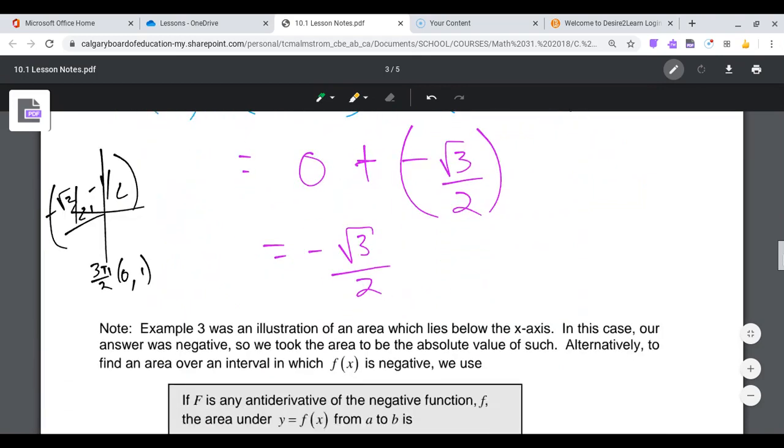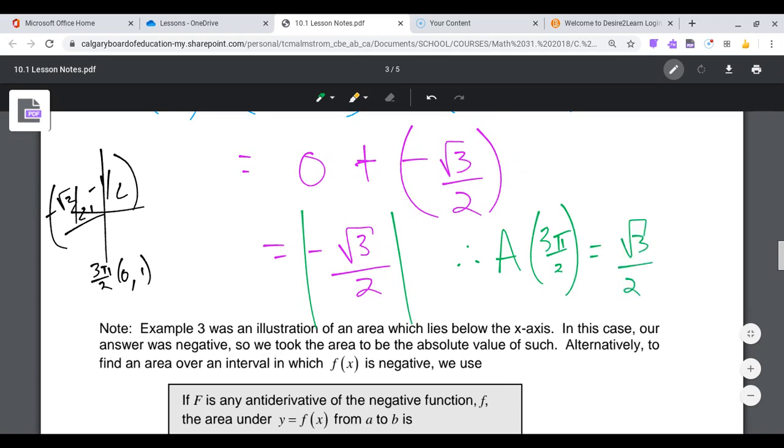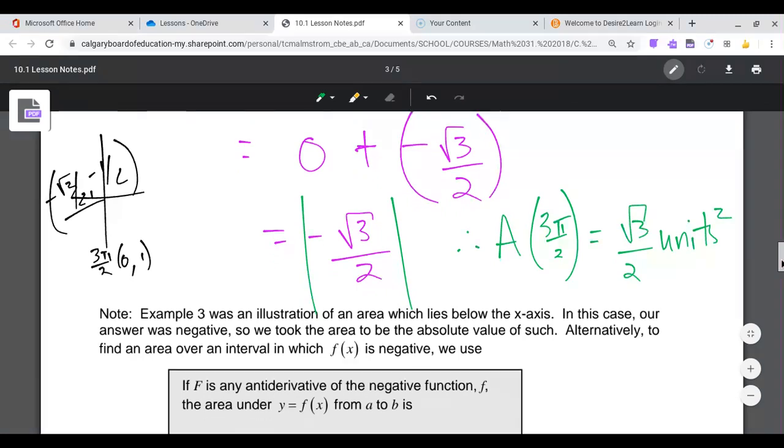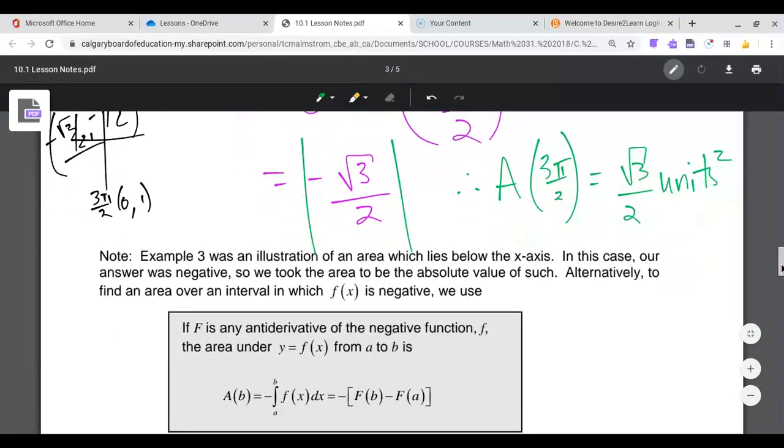But because I actually am determining area, I need to take the absolute value of that and say that the area up to 3π/2 is equal to positive root 3 on 2 units squared. So the area under the curve there is going to be a positive value. So we have to take the absolutes. Anytime we end up with it lying below the x-axis, we're going to end up taking the absolute value.